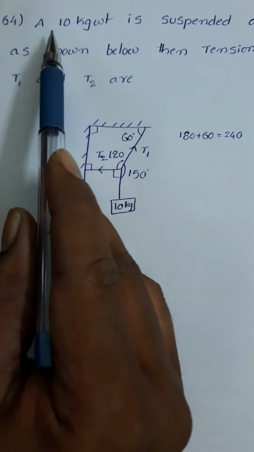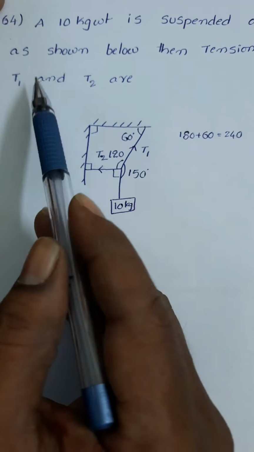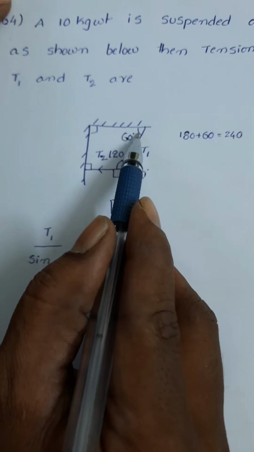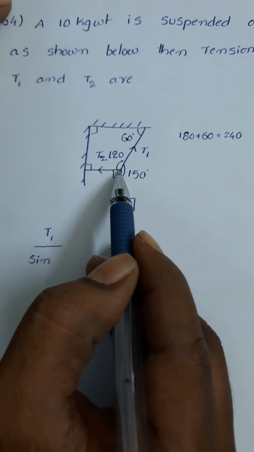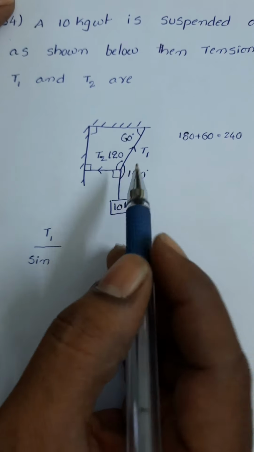Problem number 64. A 10 kg weight is suspended as shown below. Then tensions T1 and T2 are. In this problem they have given 60 degrees. The 10 kg weight is suspended from point O. In one string the tension is taken as T2, and in the other string the tension is taken as T1.